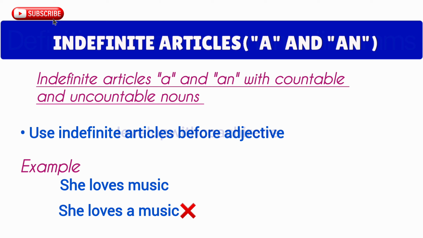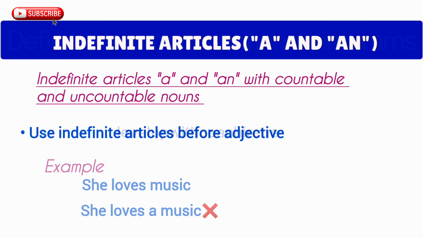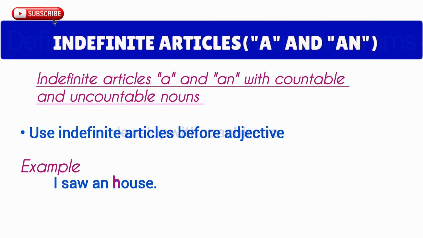Let us look at some common errors students make when using a and an. For example, I saw an house. In this sentence, the speaker is misusing the article an. Rather, it should be, I saw a house. The reason is, a is used with consonant sounds, whilst an is used with vowel sounds.